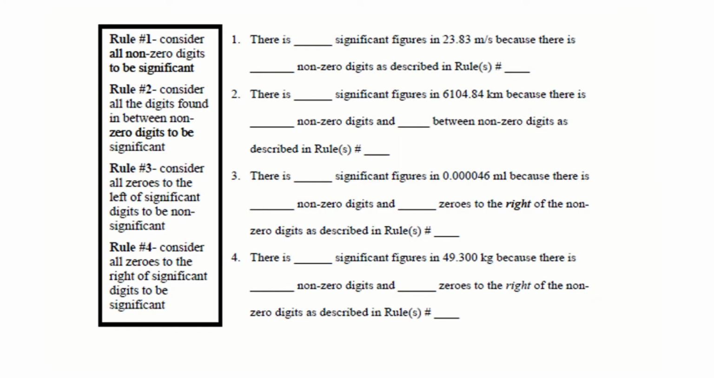First rule states that you should consider all non-zero digits to be significant. So for instance, number 1, there is blank significant figures in 23.83 meters per second because there is blank non-zero digits as described in what rule. So first off, we are going to consider all non-zero digits to be significant. So as we see with this number, there is 1, 2, 3, 4 non-zero digits. So that means four non-zero digits as described in what rule? Well, that was rule number 1. So that means that there is a total of 4 significant figures in that value.